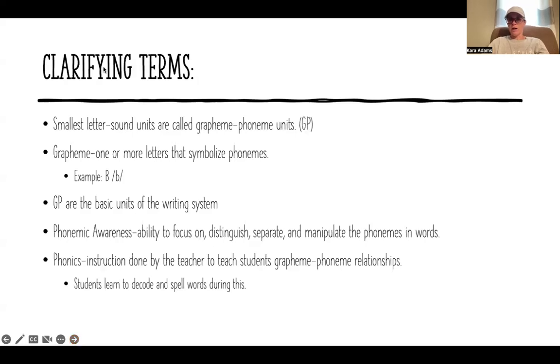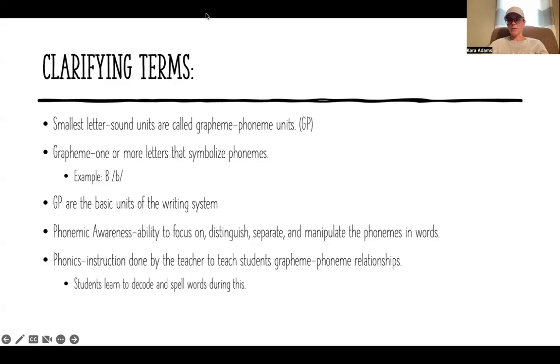So the first part of the article talked about clarifying terms. These are terms that we may hear when we're talking about the science of reading. The smallest letter sound units are called grapheme phoneme units. You'll see me talk about that throughout the presentation, but a grapheme is one or more letters that symbolizes the phoneme. The phoneme is the sound. So we have the letter B, and the sound would be B. Grapheme phonemes are the basic units of the writing system. So students have to be able to put a letter and a sound together to be able to write.